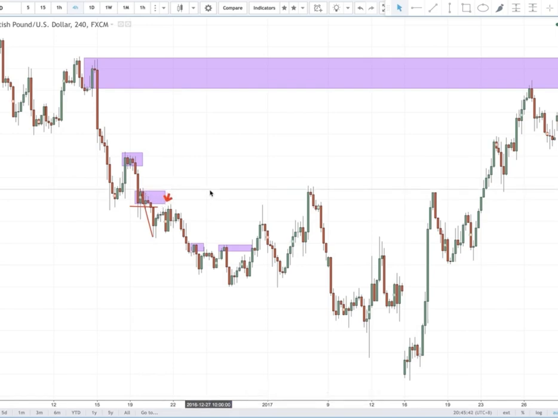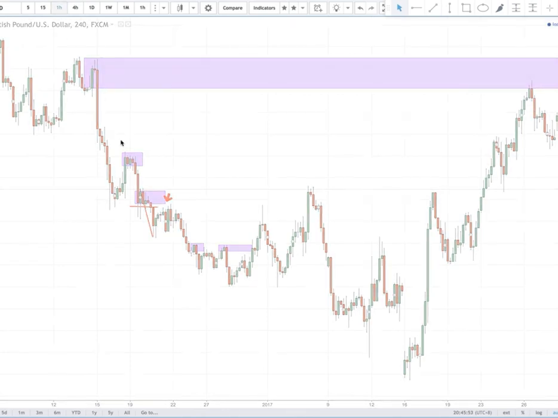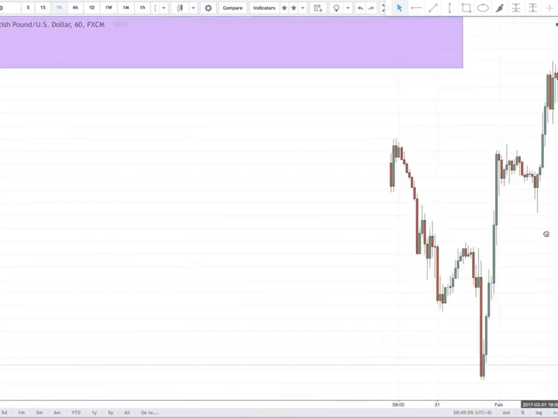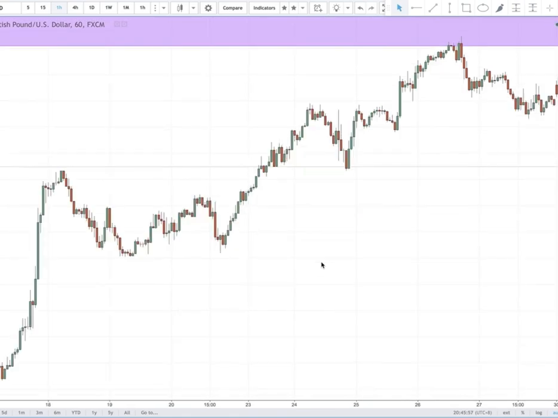Now all you want on a lower time frame is to look at this pullback. Now this is the December 19, 20 area. Let's go on the 1 hour and take a look at this on December 19 and 20. Oh, here it is. Let me do Control G.